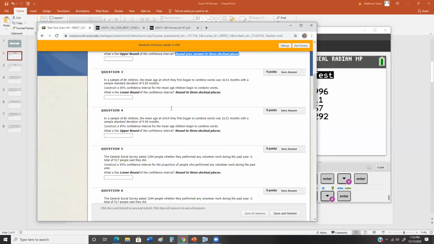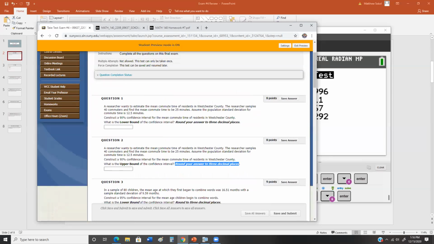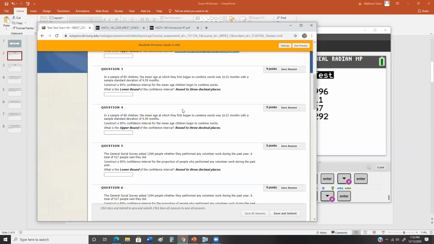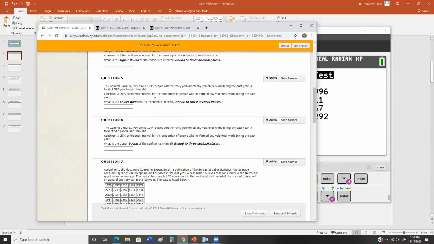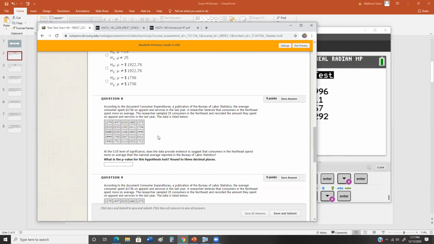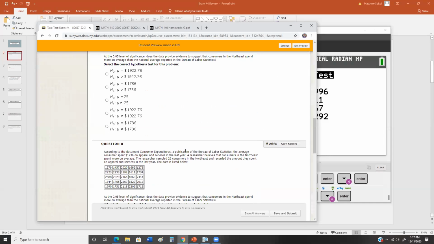Questions 1 and 2 are the same confidence interval, lower bound and upper bound. Questions 3 and 4 are confidence intervals, lower bound, upper bound. Questions 5 and 6 are confidence intervals, lower bound, upper bound. Then questions 7, 8, and 9 are hypothesis testing questions. And you're going to notice I'm not going to have every single one of the 5 steps.